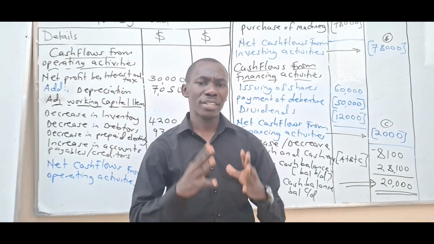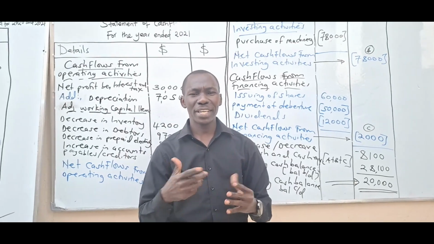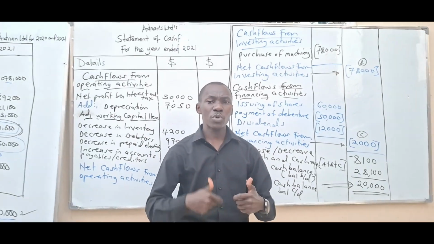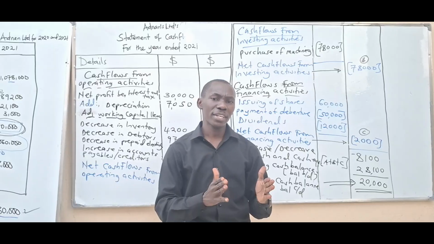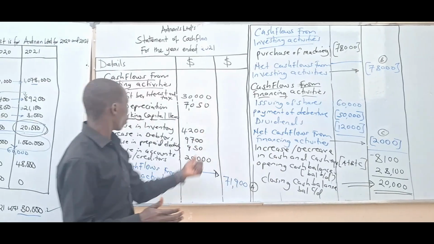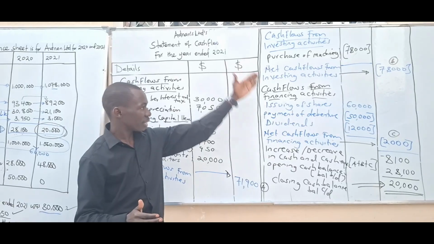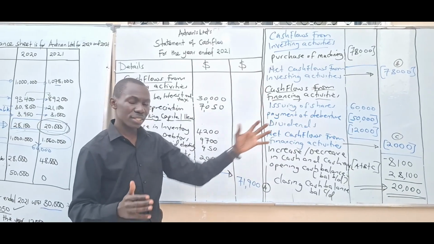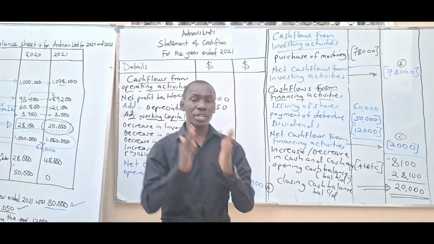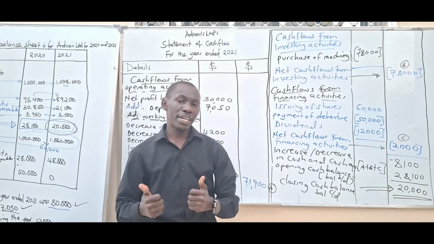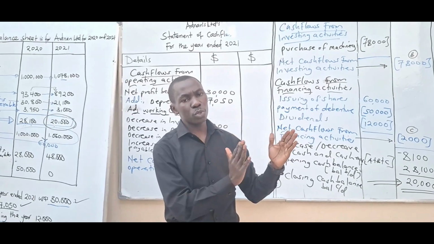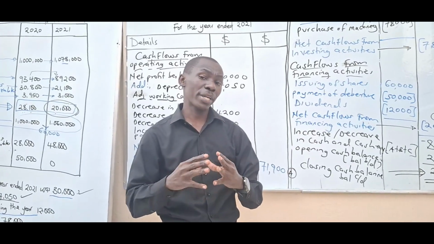This was the indirect method. Don't forget, I told you the only difference between the direct method and the indirect method is that it's under operating activities only. The rest, like cash flow from investing and cash flow from financing, we prepare the same way for direct and for indirect. But the difference comes with how to determine the cash flow from operating activities.